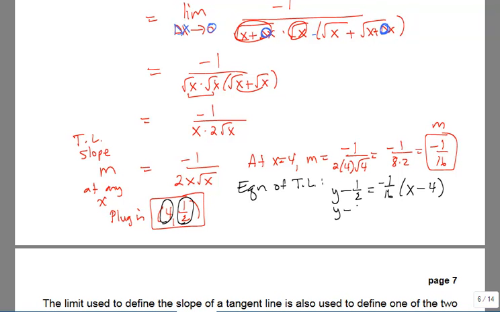So we're going to get y minus 1/2 equals negative 1/16 x. A negative times a negative is a positive, and 4 times 1/16 is 1/4. If I add a half to both sides, then we get y equals negative 1/16 x plus 3/4. So this is the equation of our tangent line.